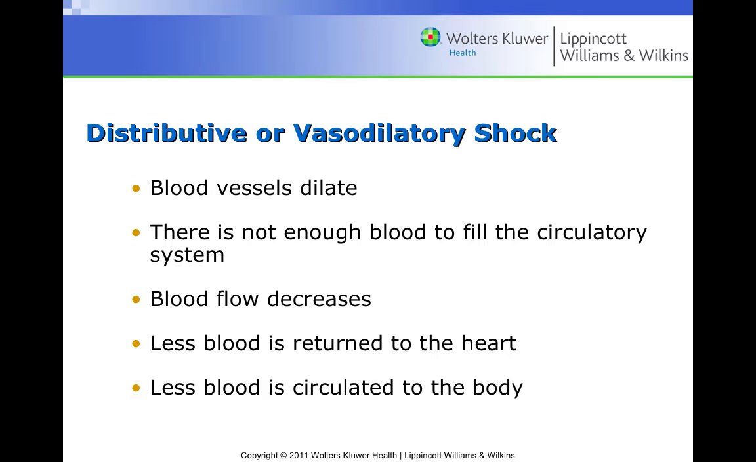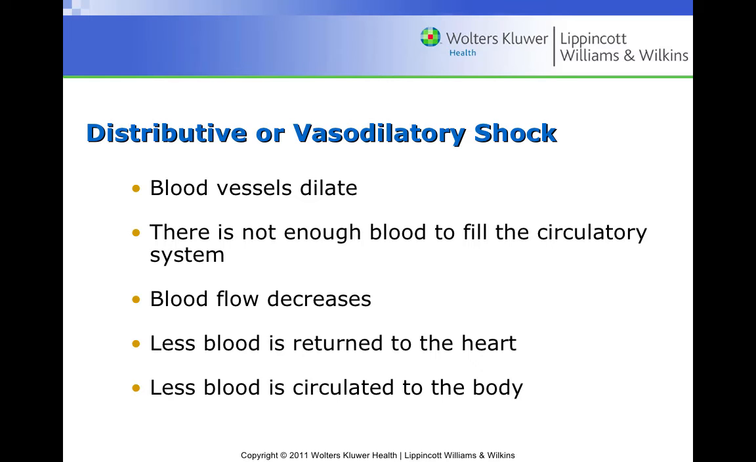In distributive or vasodilatory shock, this is where the blood vessels dilate. There's not enough blood to fill the circulatory system. This results in less blood being returned to the heart and less blood circulated to the body. So it's basically the inability to adequately perfuse tissues. When this happens, several compensatory mechanisms take place to try and maintain homeostasis.